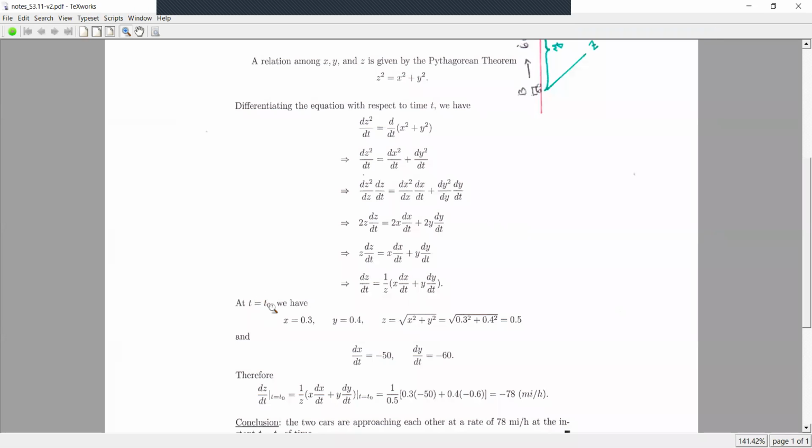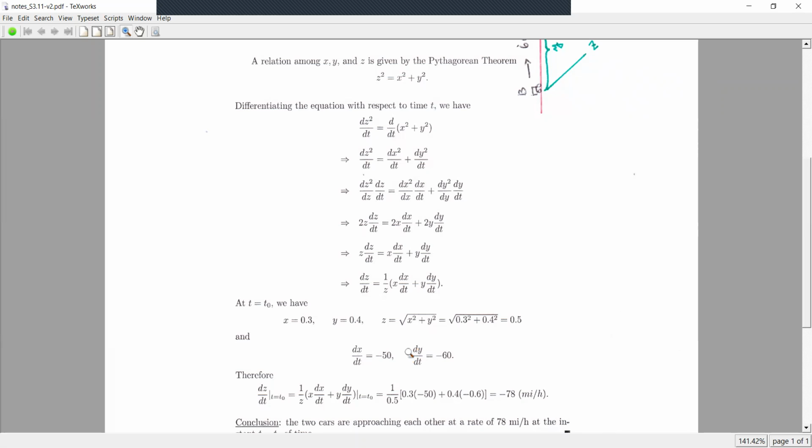Now, consider the instant t0. At t0, x is 0.3, y is 0.4. c by the Pythagorean theorem is 0.5. And the derivative of x with respect to the time t is negative 50. The derivative of x with respect to the time t is the traveling velocity of car A. Car A is traveling at a constant velocity.